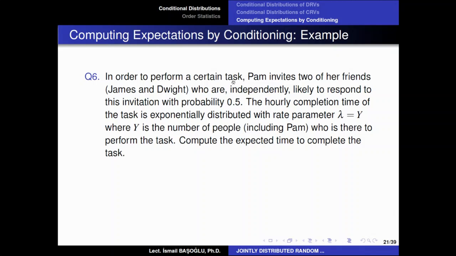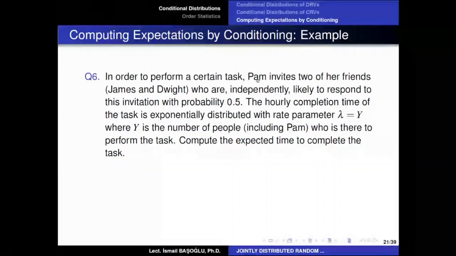There is a certain task that needs to be performed, and Pam is inviting two more people to perform this task. So altogether, either three people are going to perform this task, or maybe one of these guests is going to participate and the other is not going to come. In that case, Pam and another person are going to perform that task. Or both of the invitations can be responded to with a negative answer, which means Pam is going to perform that task by herself.